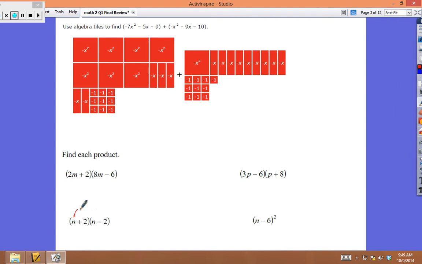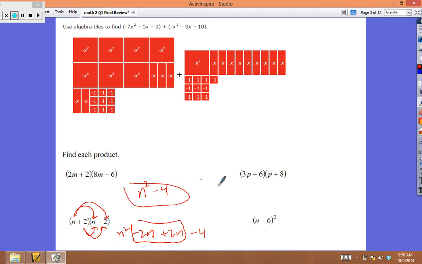Alright, this one. N times n is n squared. N times a minus 2 is a minus 2n. 2 times n is a plus 2n. 2 times a minus 2 is a minus 4. And these like terms, if you've got 2 positives and 2 negatives, you really got nothing. They cancel out. So your answer, your product, is just n squared minus 4.